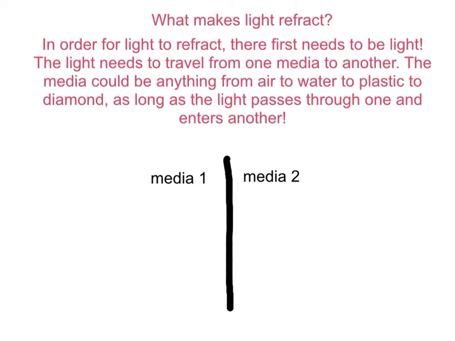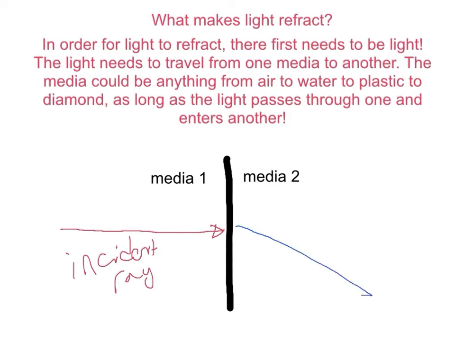So what makes light refract? In order for light to refract, there first obviously needs to be light, and the light needs to travel from one media to another. And the media could really be anything at this point, it doesn't really matter. If this right here is the media boundary, and say this is the incident ray, that's the ray that hasn't been refracted at all yet. After it passes through the second media, it'll refract and become the refracted ray.